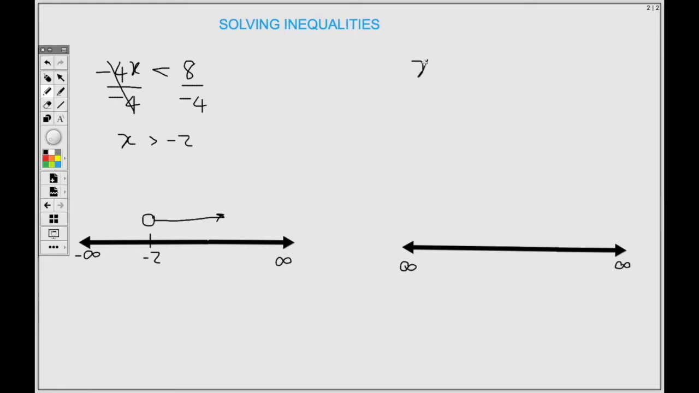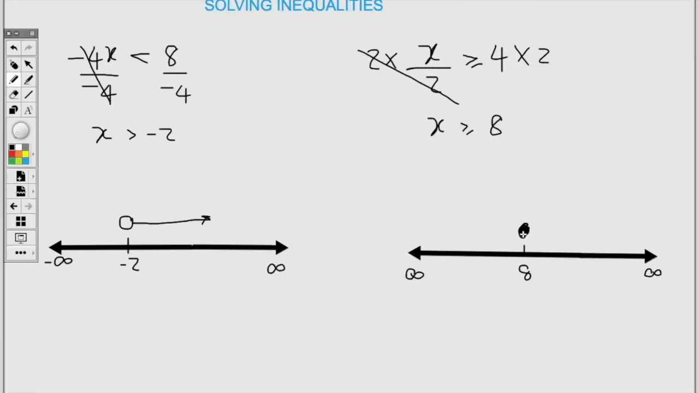My next example, I have x over 2 is greater than or equal to 4. When you have a fraction, we multiply both sides by the number in the denominator, which is 2. The 2 cancels, so we're left with x is greater than or equal to 4 times 2, which is 8. So we have the 8 on the number line, and because it's equal to, we have a shaded circle, and we want larger, so we move to the right.